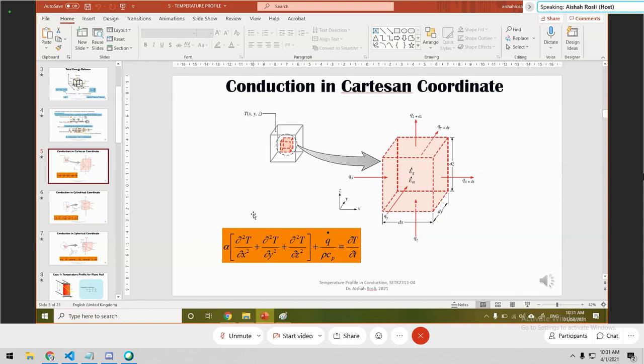After that, dT over dx plus dT over dy plus dT over dz plus, and then Q we put what, doctor? If the Q is different from each direction, wait, I forgot the name of the Q, the name of the Q there.